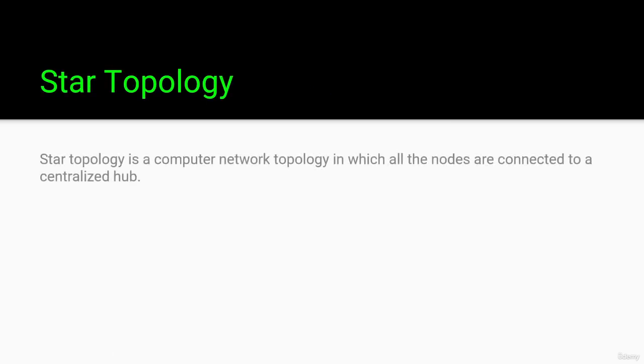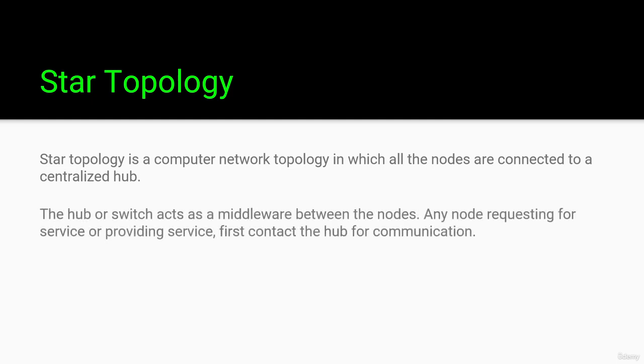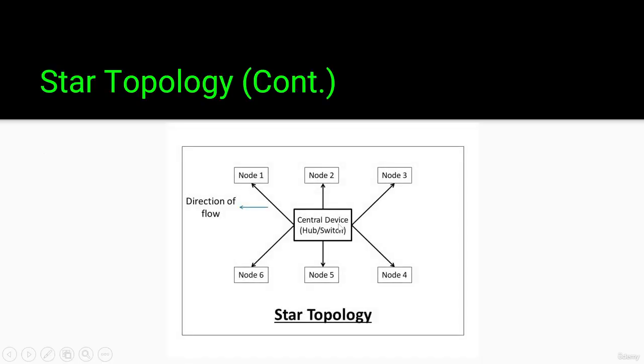Star topology. Star topology is a computer network topology in which all the nodes are connected to a centralized hub. The hub or switch acts as middleware between the nodes, and any node requesting or providing services first contacts the hub for communication. Here you can see that this is the centralized device, hub or switch, and we have node 1, 2, 3, etc. until we reach node 6, and here is the direction of the flow. You can see that all of the nodes are connected directly to the switch and communicate through it.